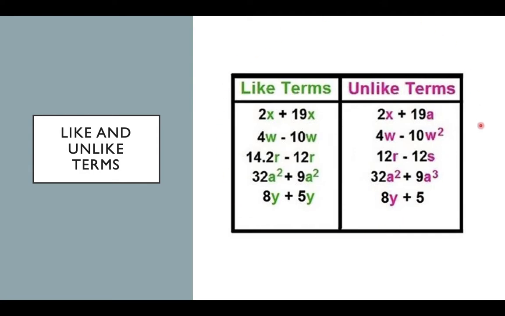And again, you want to look at this chart, because when you're able to compare what's considered a like term or an unlike term, you can see the different patterns, okay? If you look at this one, it says 32a squared plus 9a to the third power. Yes, we have the variable a, but notice how I have different powers. And again, you want to make sure that they have the same power.